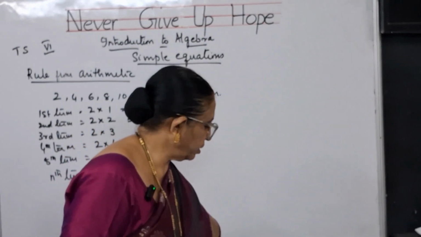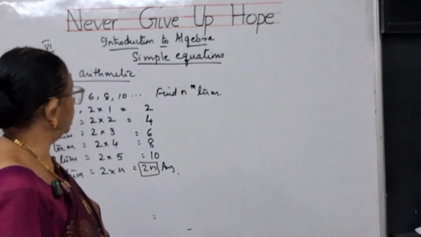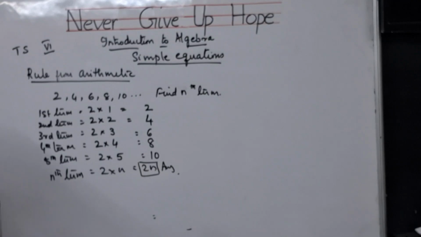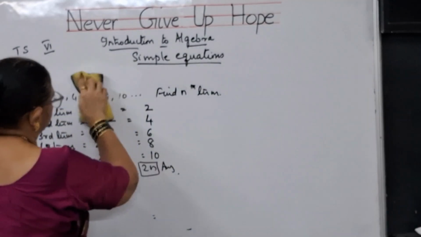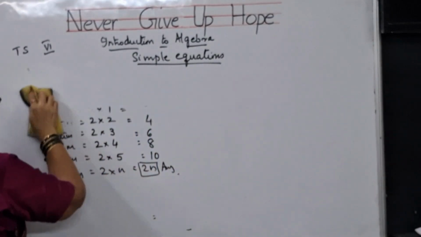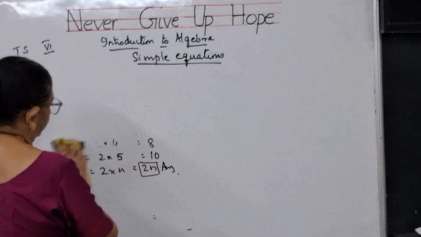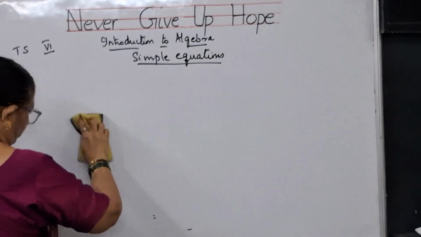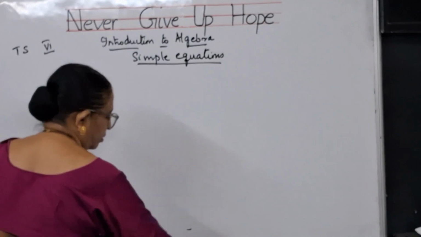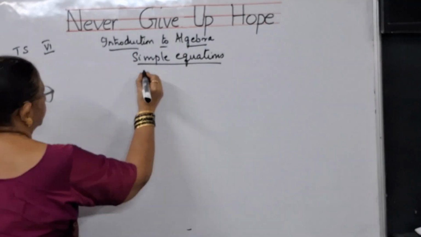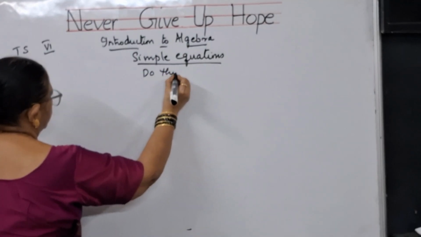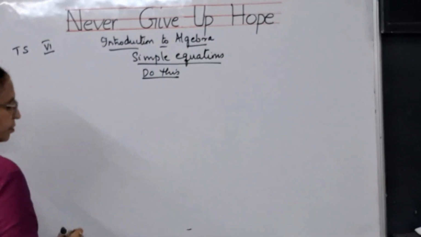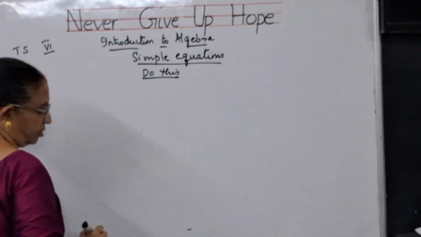This is the answer, children. This is the way in which you have to do. Just write down. Afterwards, we are going to do these sums. Now, do these sums.